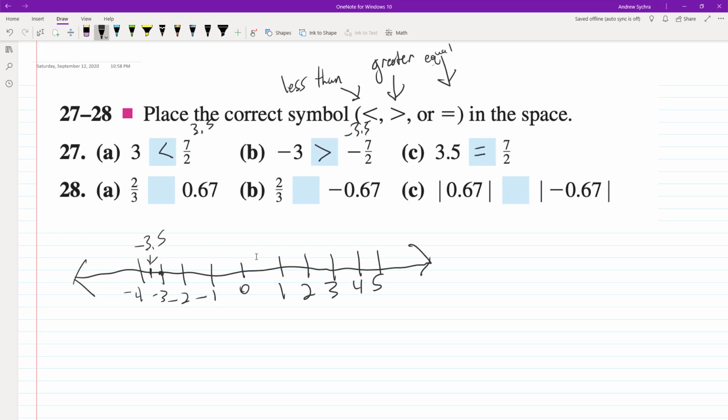3.5 and 7/2 are the same thing. They're equal to each other. 2/3, you've got to be careful here. It's repeating sixes all the way down. So 2/3 is less than 0.67. That's usually 2/3 rounded to 2 decimal places. Greater than, because it's positive. And these are equal, because once the absolute value sign is applied, they're the same value.